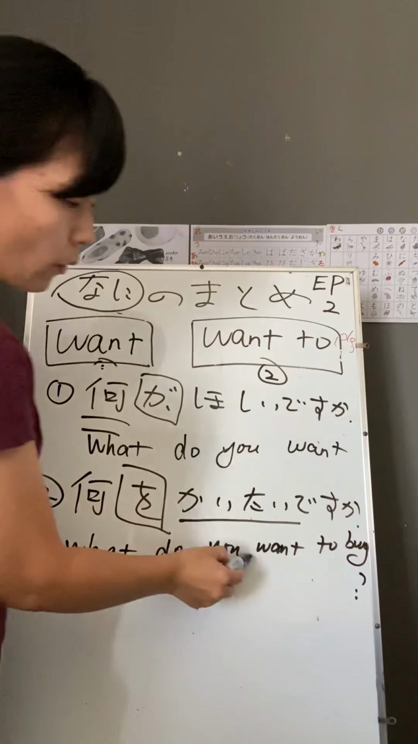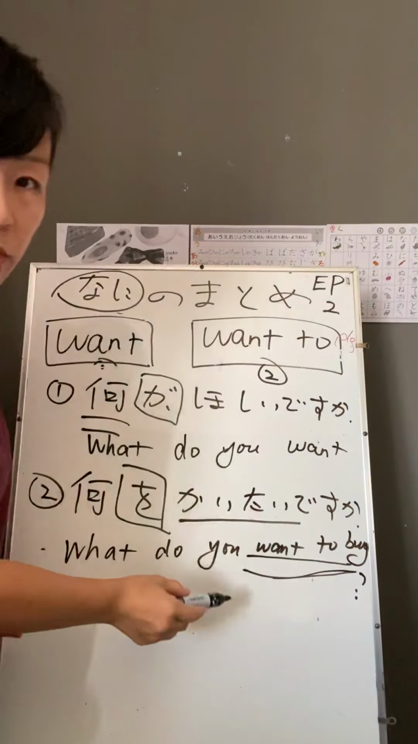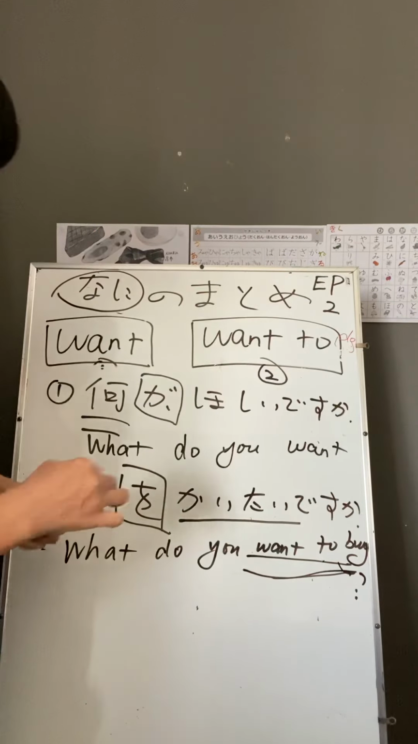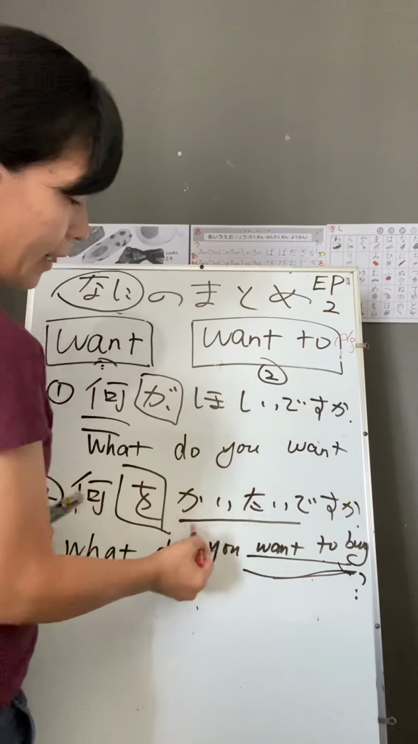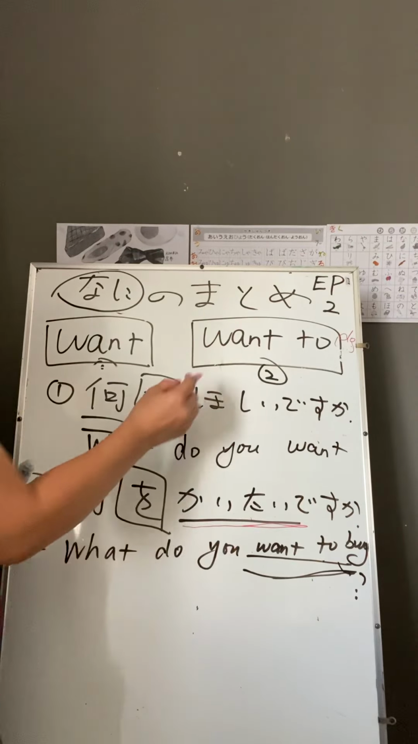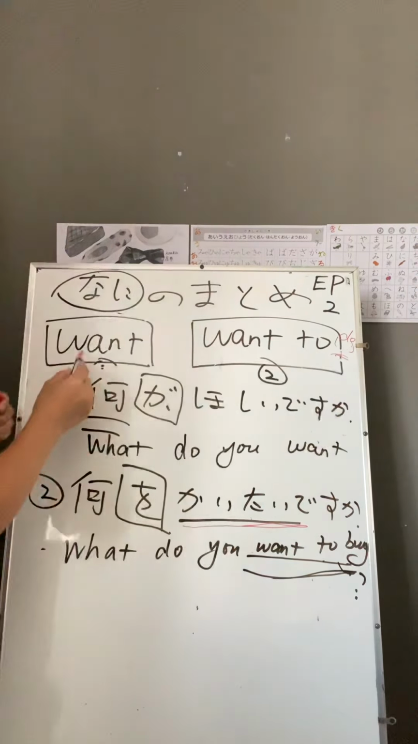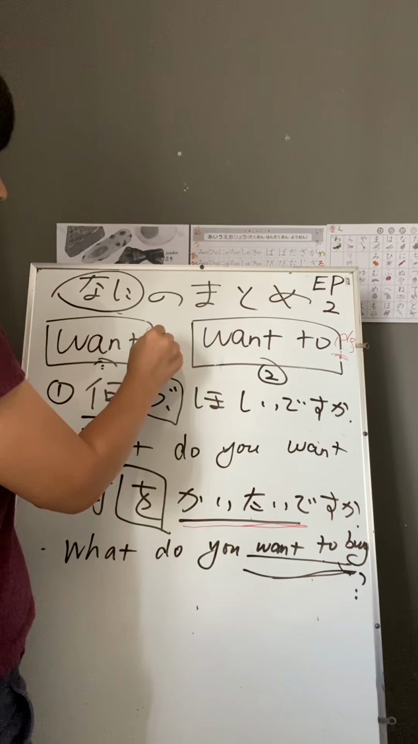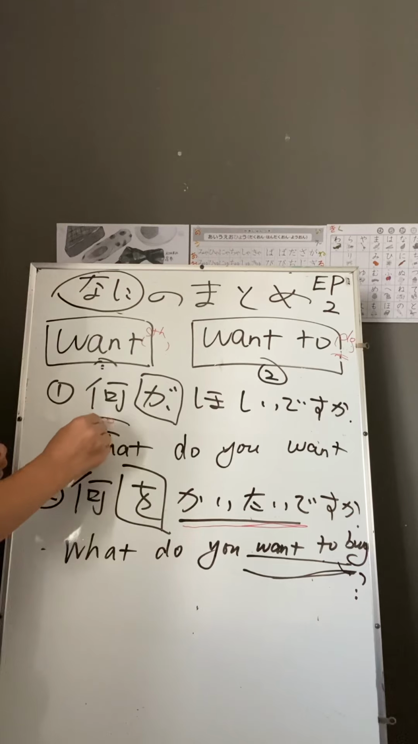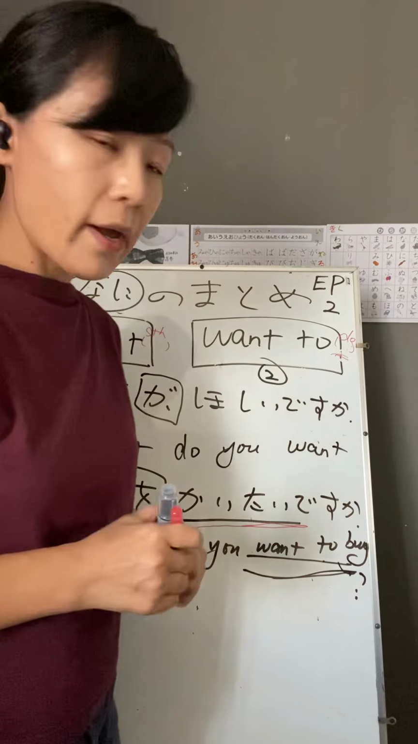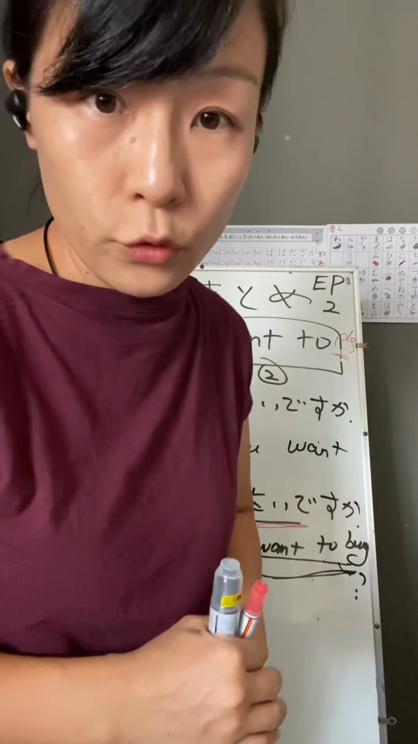Want to do. Remember, English want to do has to be a verb. So over here we use V たい. 買う, 買いたい. Want to do. Want something, so 何 is like something. Alright, so I hope today's sharing is useful to you.